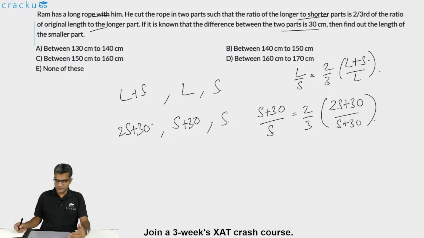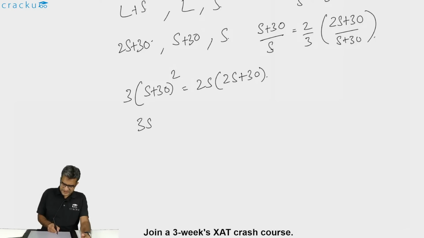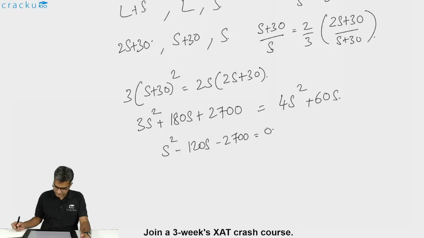Here, if you simplify this, you are going to get a quadratic equation. Once you solve it, you will get the answer. The quadratic equation, if you are simplifying, will be 3 times (S plus 30) whole square is equal to 2S into (2S plus 30). This is 3S square plus 180S plus 2700 is equal to 4S square plus 60S. This will be S square minus 120S minus 2700 is equal to 0.